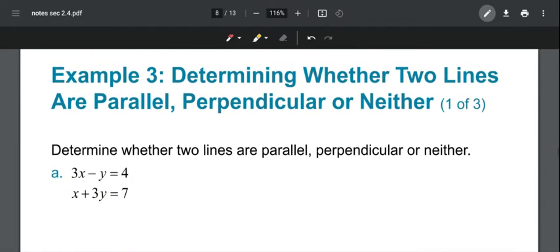Okay. Next example, the same type of work. We need to decide if two given equations, line 1 and line 2, represent parallel lines, perpendicular, or neither. So let's remember that for parallel lines, we need to show that slope 1 is equal to slope 2. For perpendicular lines, we need to show that m1 times m2 is equal to negative 1. And if none of those conditions apply, that means the two straight lines will be neither, which means they will intersect, but not at a 90-degree angle.